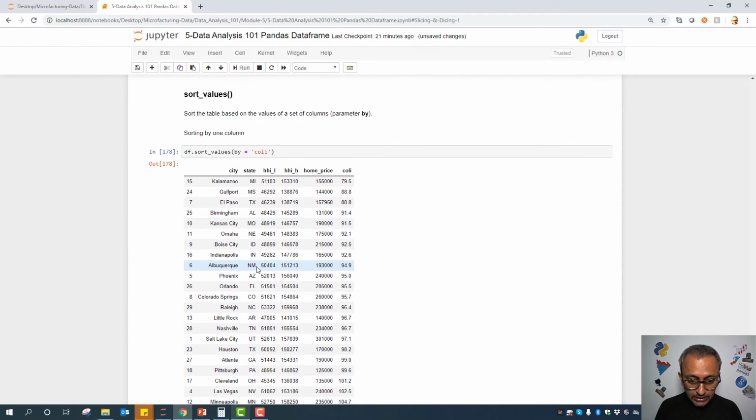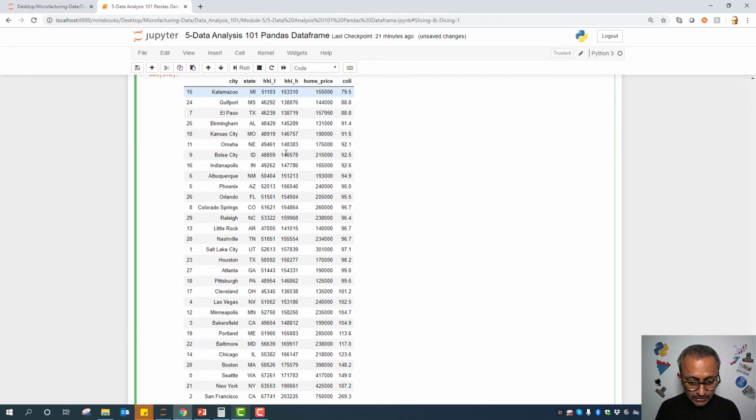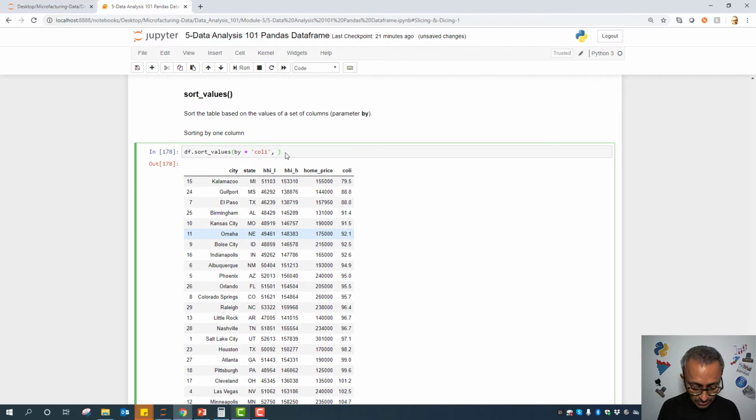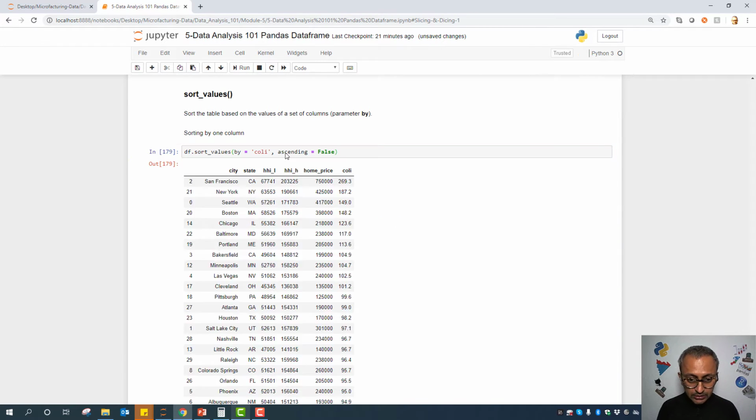Okay, and so by default it's going to sort in the ascending order. Okay, and I think you can pass an argument ascending equals false. Okay, so when you do that, it's going to give you the highest value first and then so on, right? What if you want to sort by two columns?